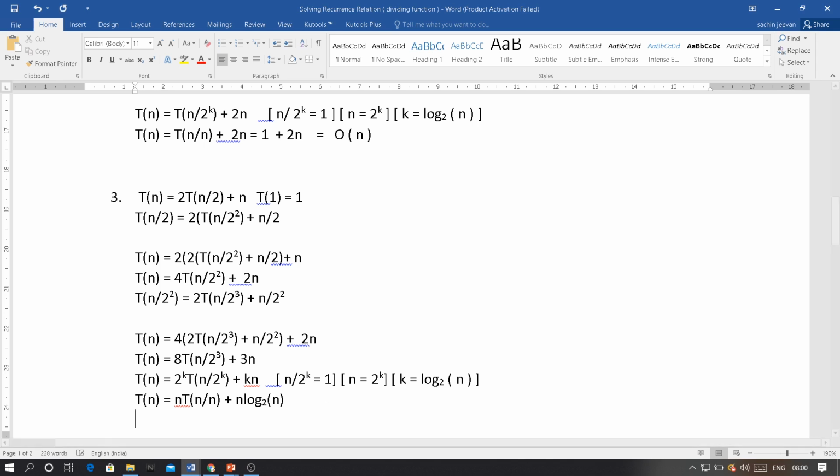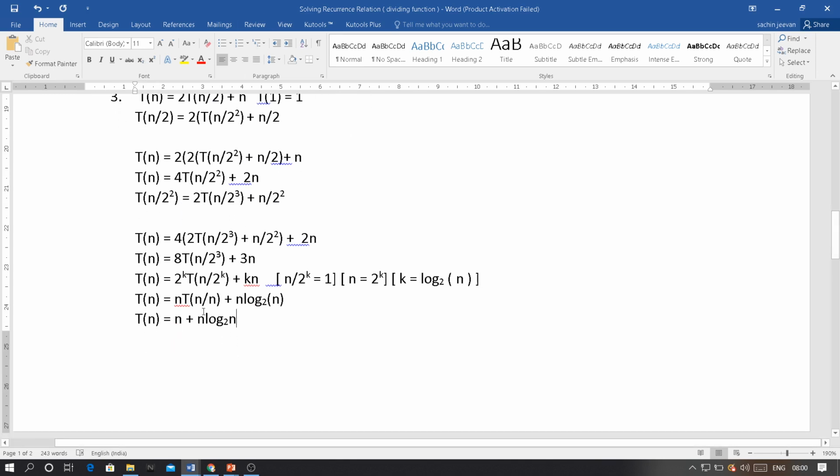So what will be T of n divided by n? T of n divided by n will be T of 1. So T of n is equal to n multiplied by T of 1. What is T of 1? T of 1 value is 1, already we have it here. So 1 multiplied by n is equal to n plus n log base 2 of n. So this is the final equation, which is n plus n log n.